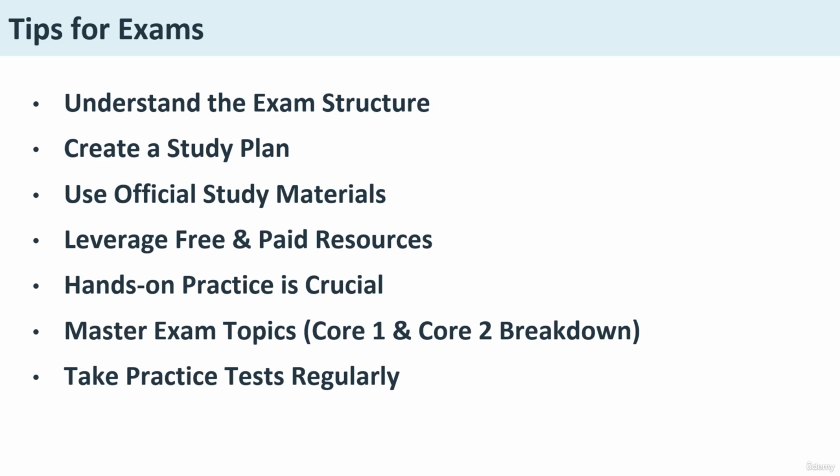Then, number 6, master the exam topics, that is the Core 1 and Core 2 breakdown. Core 1, that is 220-1101. Key topics: mobile devices, where the weightage is 15%, like laptops, smartphones, and tablets. 15% of the questions will come from mobile devices. Networking will be 20%, with topics like TCP/IP, Wi-Fi, routers, and cables. In hardware, the weightage is 25%, covering topics like motherboard, CPU, RAM, storage, etc.